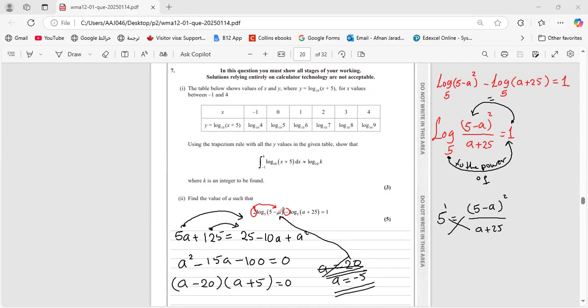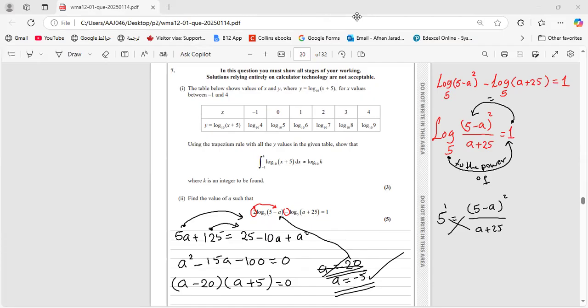Look at negative 5. If you substitute negative 5 here, it will be 5 plus 5, 10. Substitute negative 5 in this one, it will be logarithm 20. So this one is correct. So the answer is A equals negative 5 only. So remember to check the values of a logarithm in the original equation because logarithm does not take negatives, okay? So the answer is negative 5, only negative 5, okay?